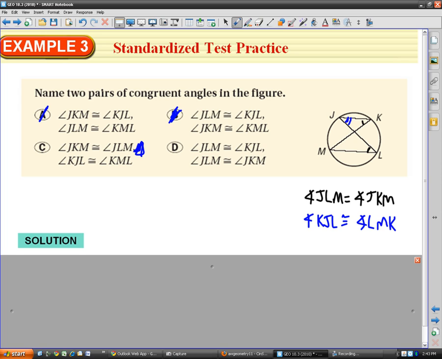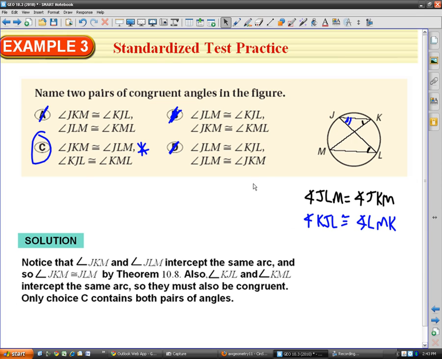And then we have KJL is congruent to KML, which is the same as this one, so C is the correct answer for this one, but we'll check the last one. JLM needs to be congruent to K. Yep, that one doesn't work because the J and the K need to match up, so that one's out, so C is the correct answer. And basically it was just a matter of knowing the property that if you have the same intercepted arc by two inscribed angles, then the angles are congruent.